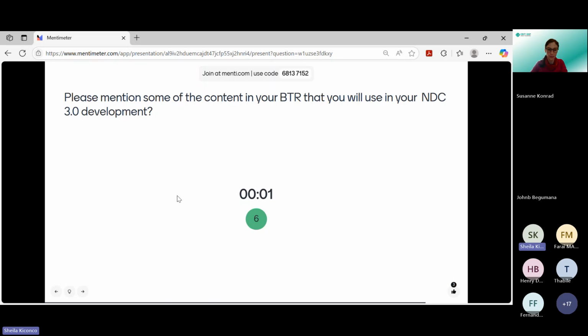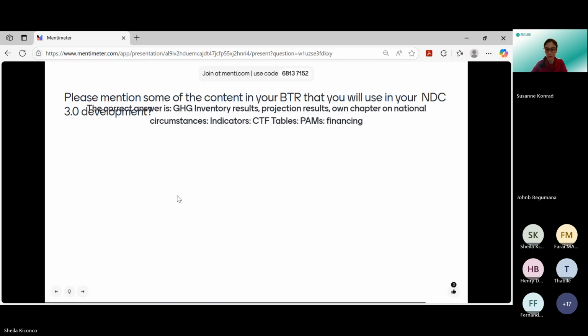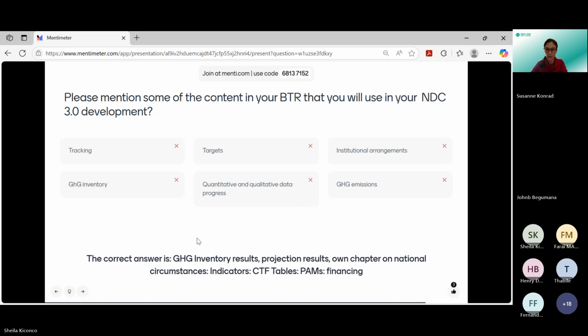Only 5 of us have been able to answer 6. Let's see. We have right answers. We have targets, institutional arrangement is right, GHG emissions is right, but they are not ticking just because I had lumped them together. So the right answers are some of the inventory results, projection results, some part of the chapter on national circumstances and indicators, and then also, of course, the tables and the financing part. I don't know why they are not ticking, just because I had lumped them together.